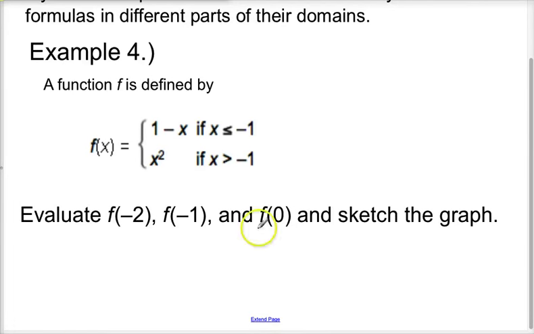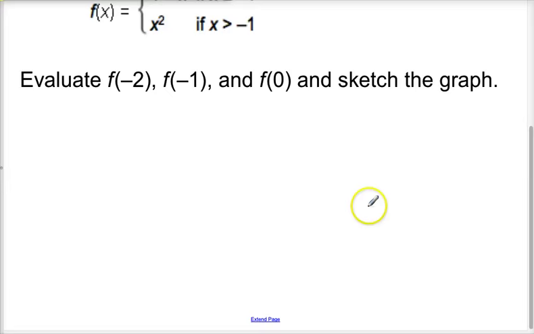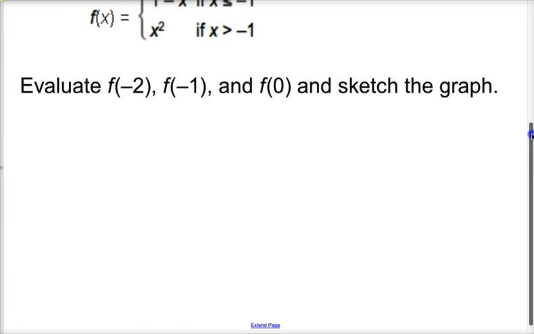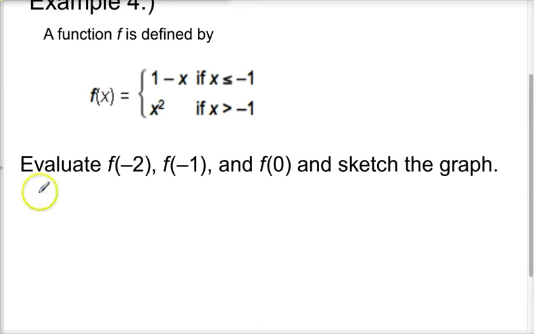If you want to look at evaluating some points, if I want to evaluate f of negative 2, I look at the value of x and I compare it to my inequality. Since it's negative 2, x is less than or equal to negative 1, so I'm going to follow the first rule. So it's 1 minus negative 2, which is going to be positive 3.